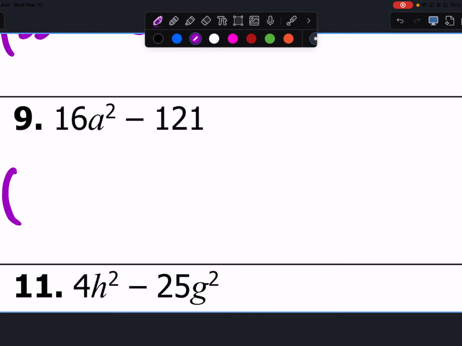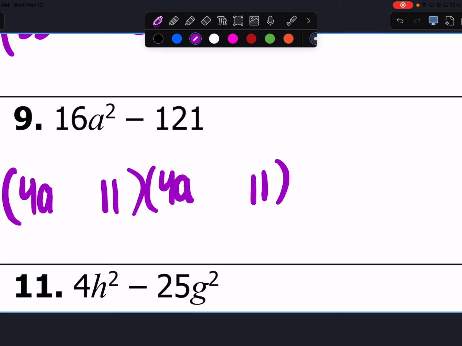All right, for number 9. What squares to give us 16a squared? 4a. What squares to give us 121? 11. What signs do I need? Positive and negative.